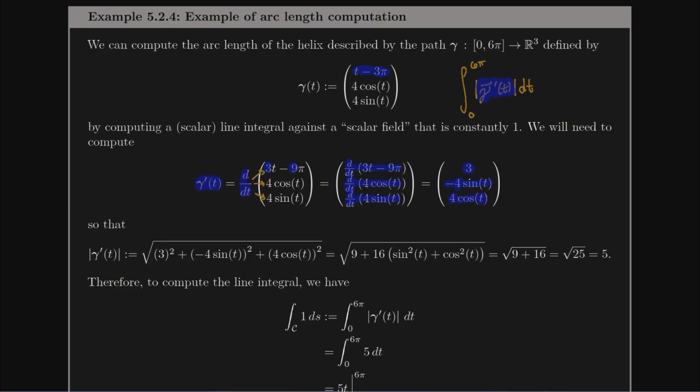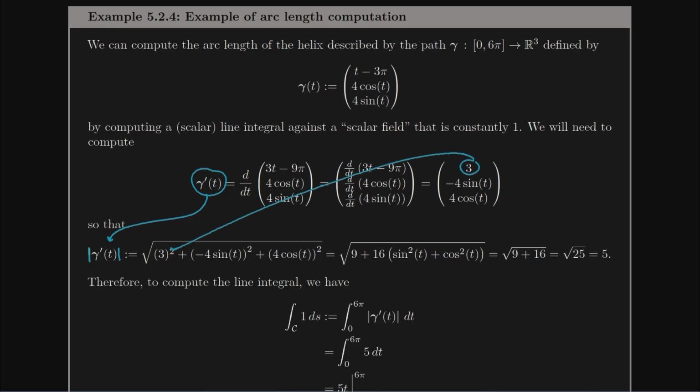I can see now why I wanted this multiple of 3 on top of t, because when I include a multiple of 3, eventually we'll end up with a really nice square root. But let's actually go through that computation. We've taken a derivative of gamma. If I'm going to use the arc length formula, I need the magnitude of the derivative. So to get the magnitude, I'm going to square each entry.